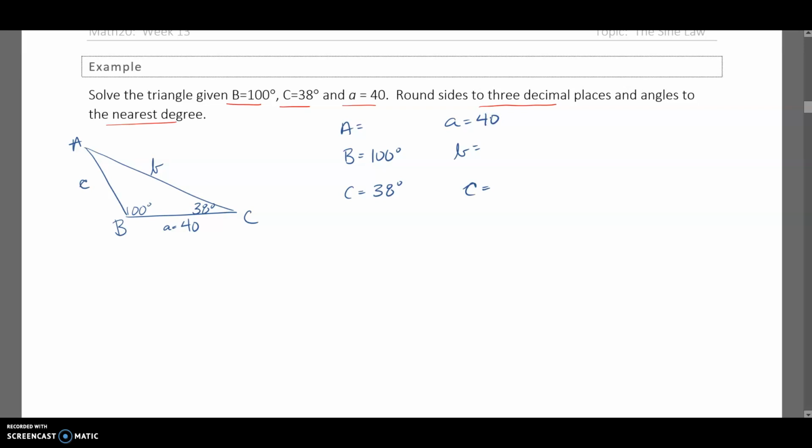To decide if I can use the sine law solving a non-right triangle, I look to see if I know an angle and its opposite side. And as written right now, I don't. But remember that angle A is really easy to calculate because we know 2 other angles. So I'll start with that.